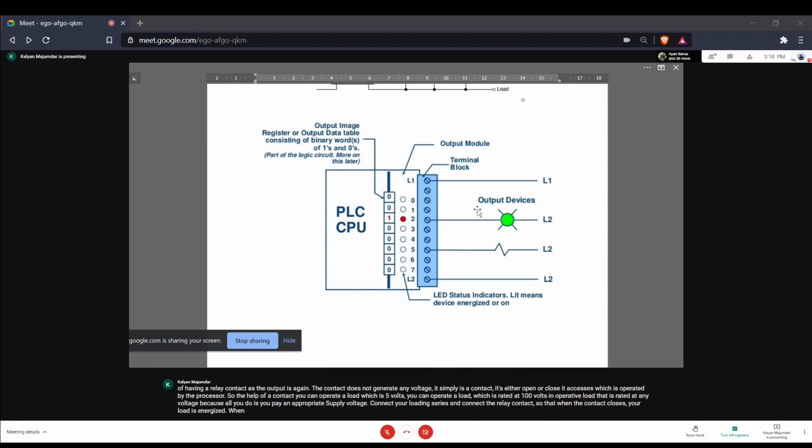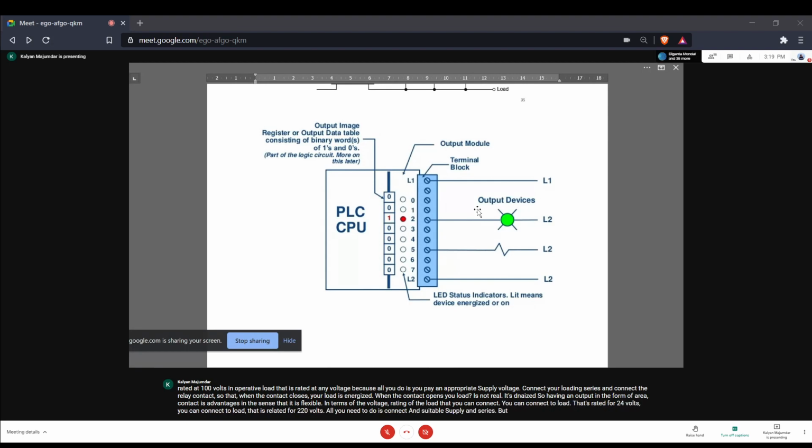When the contact opens, your load is de-energized. So having an output in the form of a relay contact is advantageous in the sense that it is flexible in terms of the voltage rating of the load that you can connect. You can connect a load that's rated for 24 volts. You can connect a load that is rated for 220 volts. All you need to do is connect a suitable supply in series.